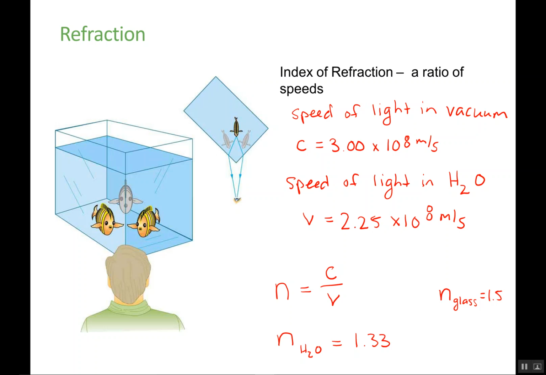The speed of light in a material such as glass is even less, about 2 times 10 to the 8th meters per second. So the index of refraction of glass is greater than the index of refraction of water, 1.5 versus 1.33. So the rule is, the greater the index of refraction, the slower light travels, the smaller the speed of light in the medium to which that index of refraction belongs.